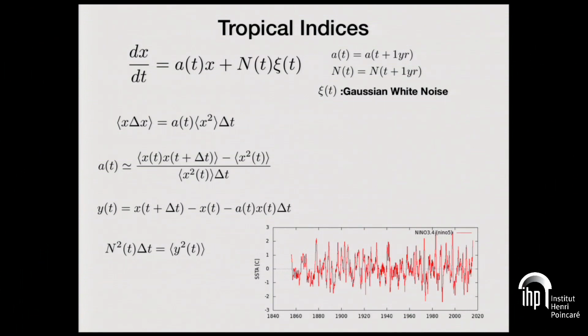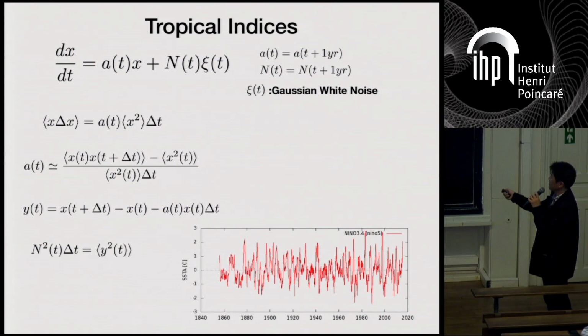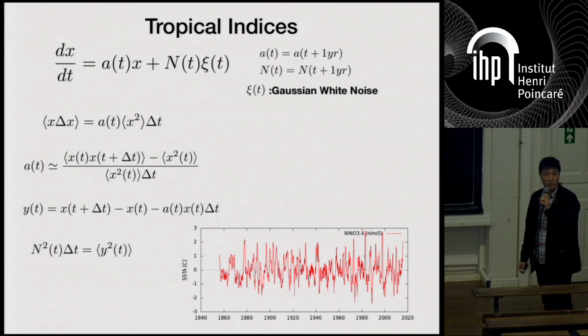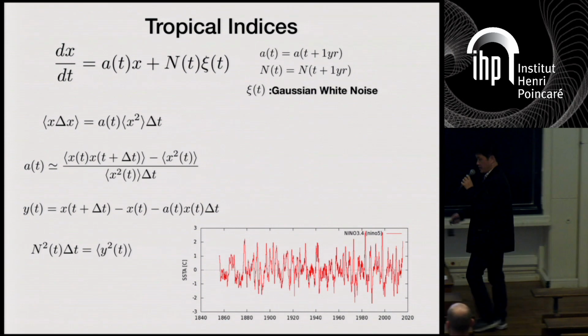If this model is correct, YT only contains this noise term. So I can calculate the noise magnitude by this relationship. So it's very straightforward. I applied this simple construction to the Niño 3.4 data, and then compared it with the data.